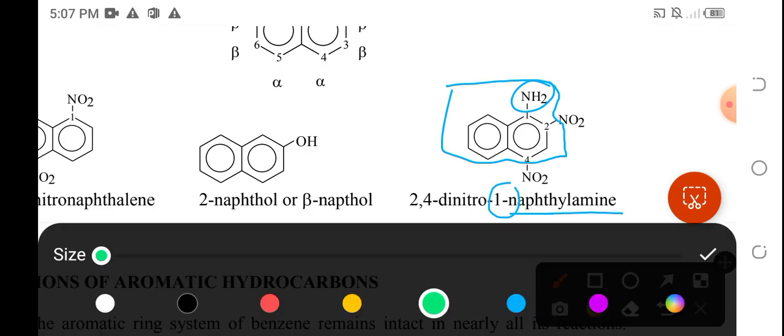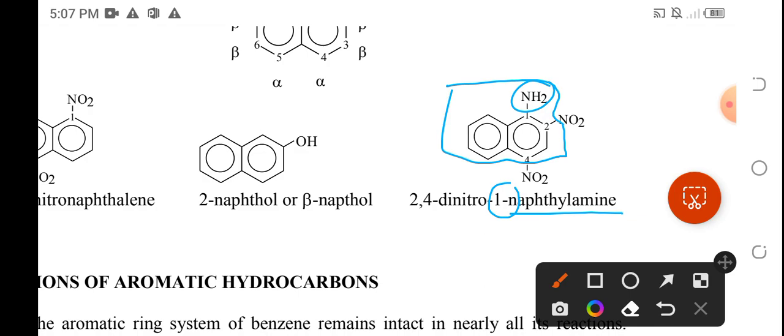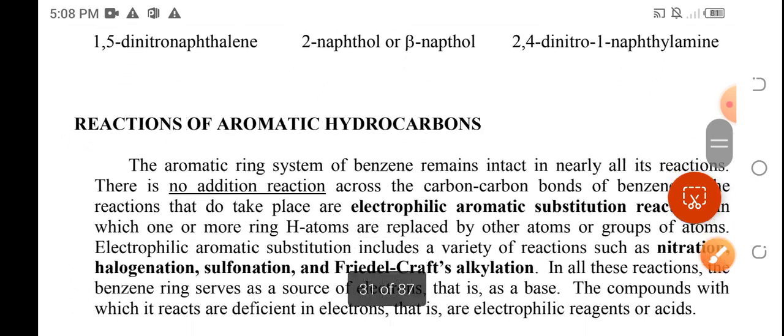Okay. Ang hindi nasama dun sa pangalan na 1-naphthylamine are the nitro, kaya ito papangalan natin ng dinitro, and they are located on the second and on the fourth carbon atom. That's why you have 2,4. Dinitro 1-naphthylamine. Okay?